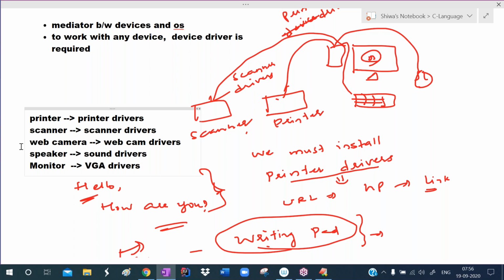But for other devices, these are the common devices for anyone: speaker, monitor. So they are coming along with the operating system. But the printer is not a common device. Some members may purchase, some members may not. Scanner is not a common device. Some members may purchase, some members may not. So these will not come along with the operating system. We have to install them separately according to the company model. Those drivers will be installed in our computer.